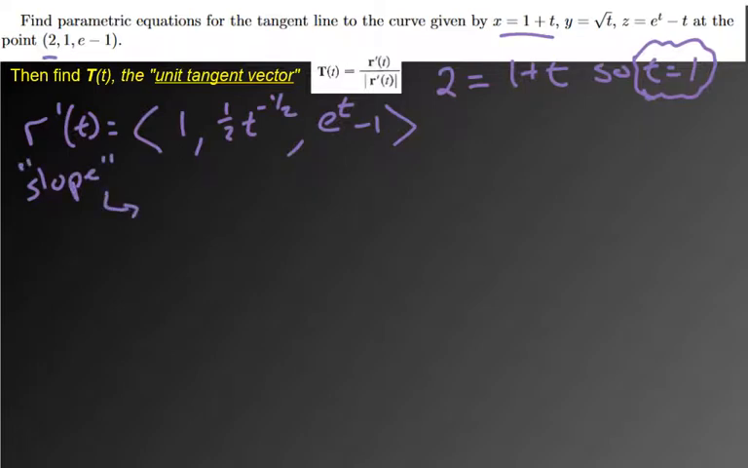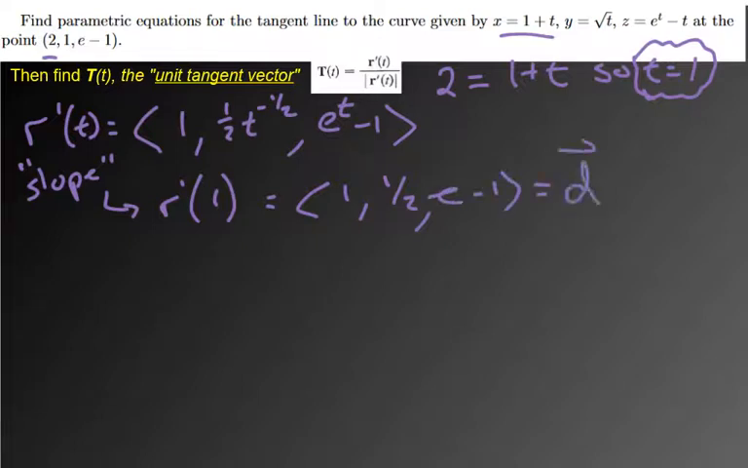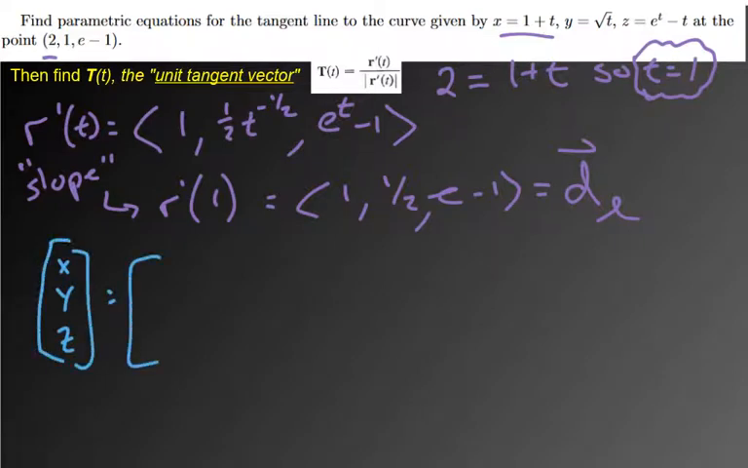And then the slope, I'm going to put this in quotes here, because it's kind of different. It's really the direction vector for vectors. But the direction vector is like the slope. So if I plug in my time where this is happening, I get 1, 1/2, e minus 1, and that's really my direction vector for the line. So I'll call it d sub L. Then you have technically enough to write the answer down. You have some variable vector equals a point, which we know is 2, 1, e minus 1.